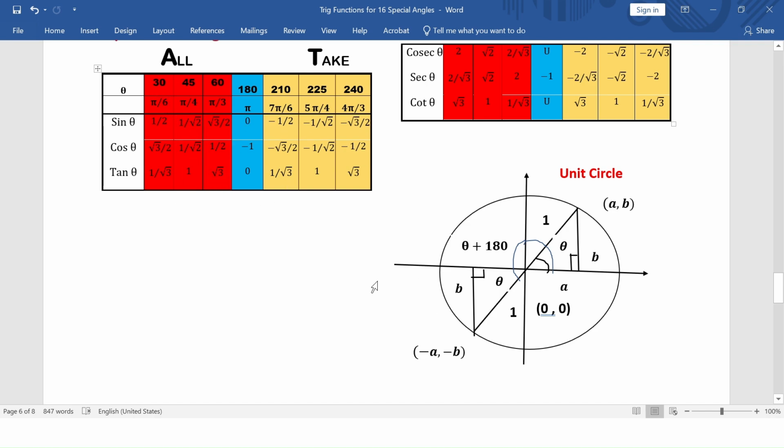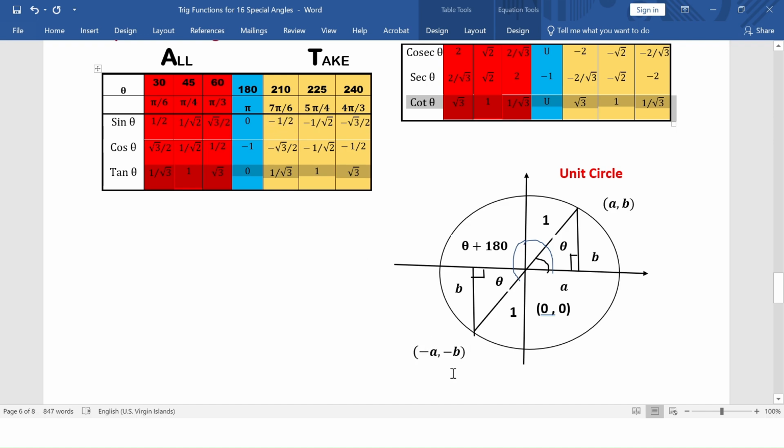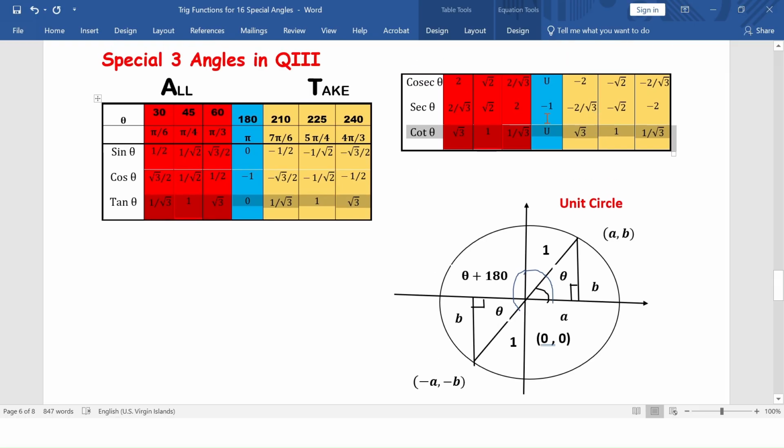So which means 30 is related to what? 210. For 45, if you add 180, it is related to 225. They will just be the same, except that, as I've said, only tangent and its reciprocal cotangent will be positive in the third quadrant, because sine and cosine are both negative. But sine, cosecant, and secant will all be negative.